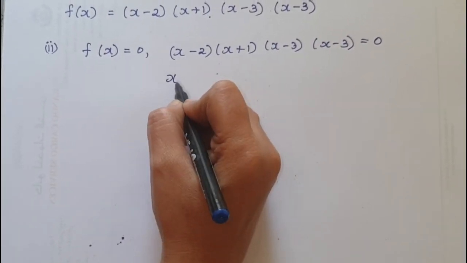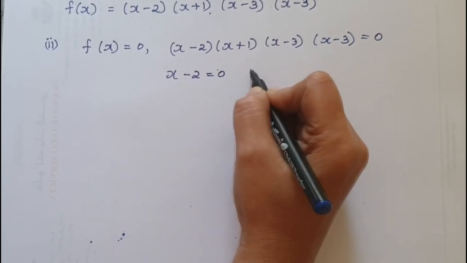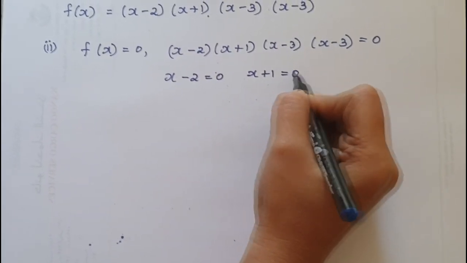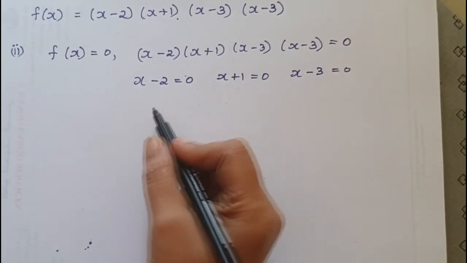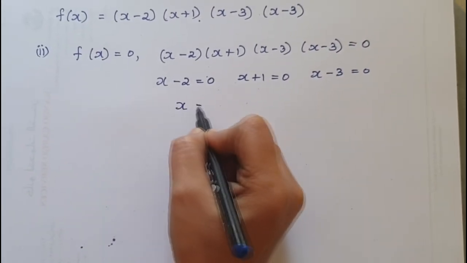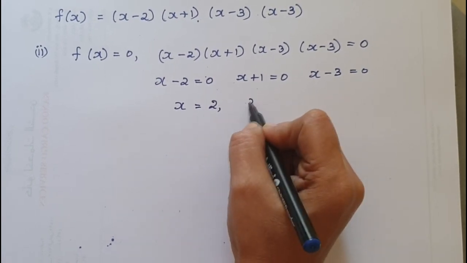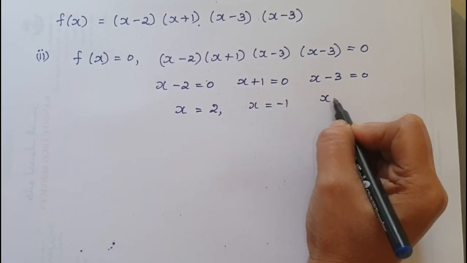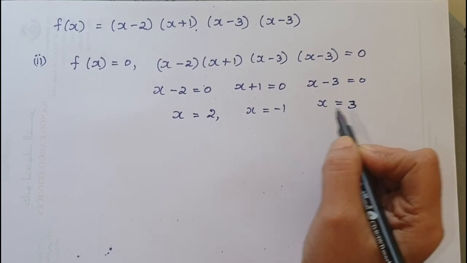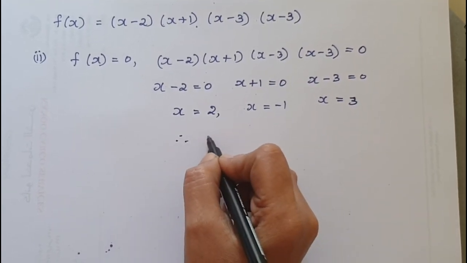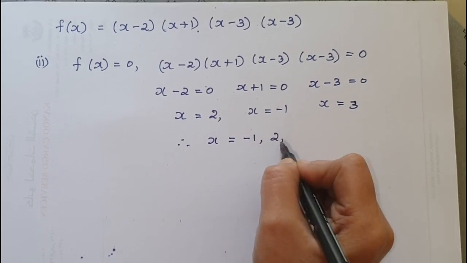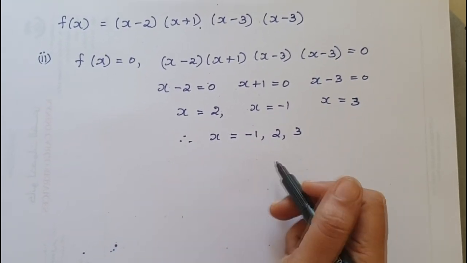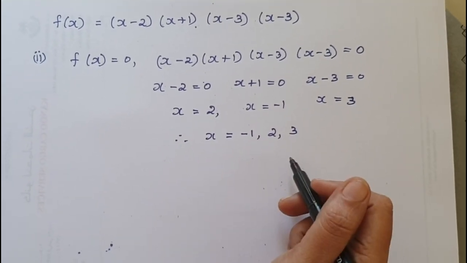So what are all the possibilities? x minus 2 equal to 0, x plus 1 equal to 0, x minus 3 equal to 0. We don't write the second x minus 3 because it is a repeated root. So the value for x is 2, the value for x is negative 1, the value for x is 3. Therefore, finally we get our values for x as x equal to minus 1, 2 and 3. So we have completely solved the equation.